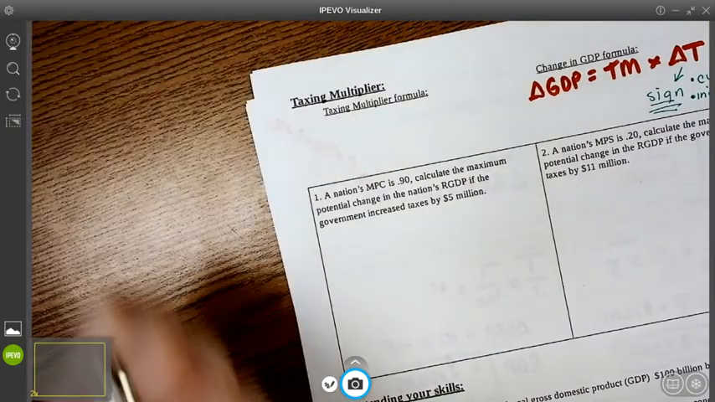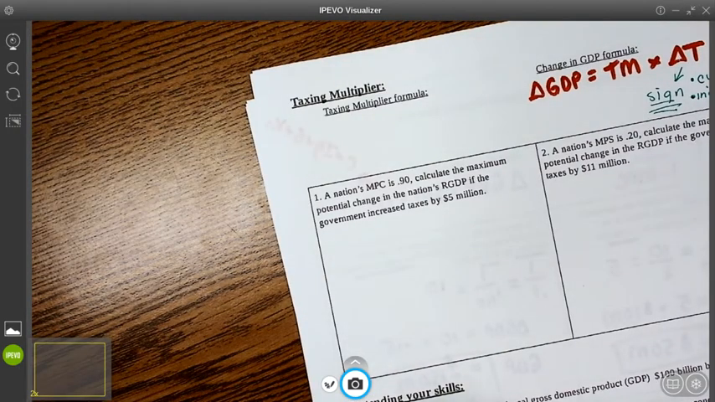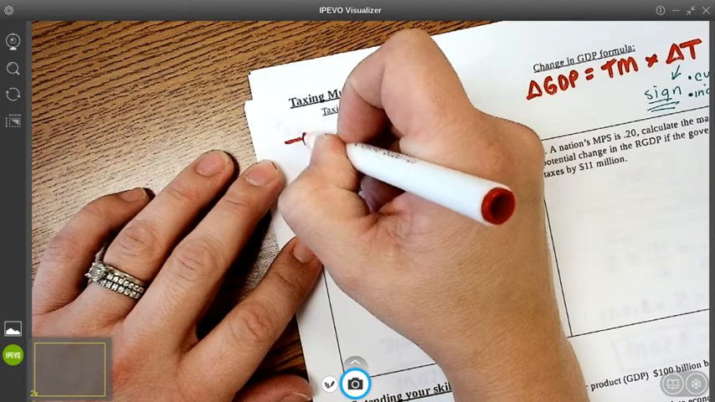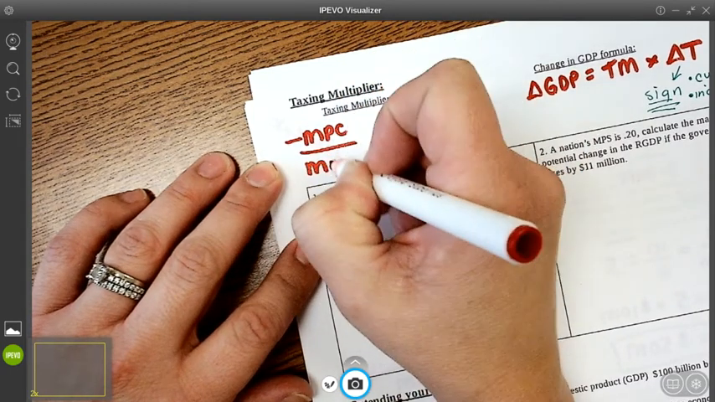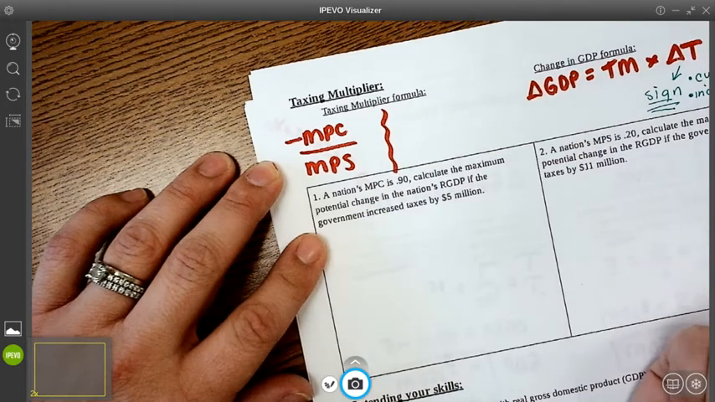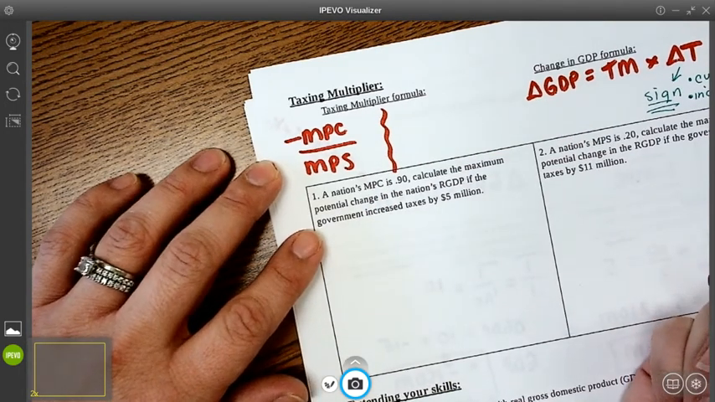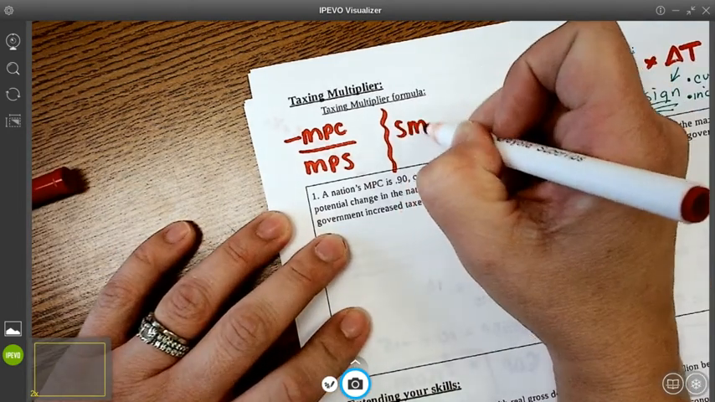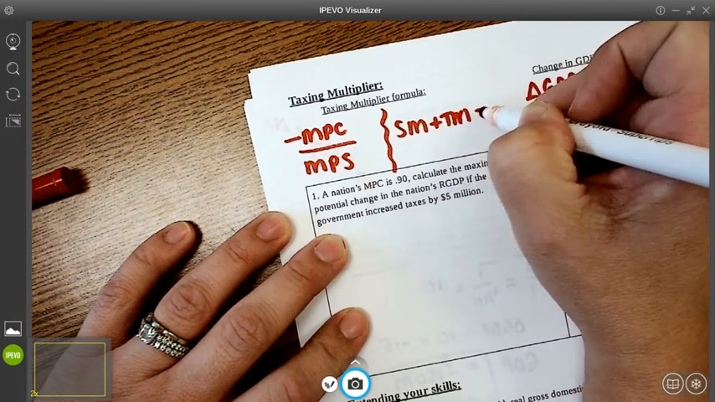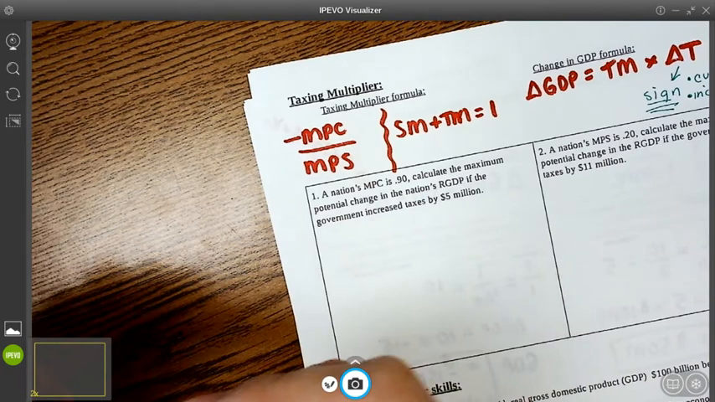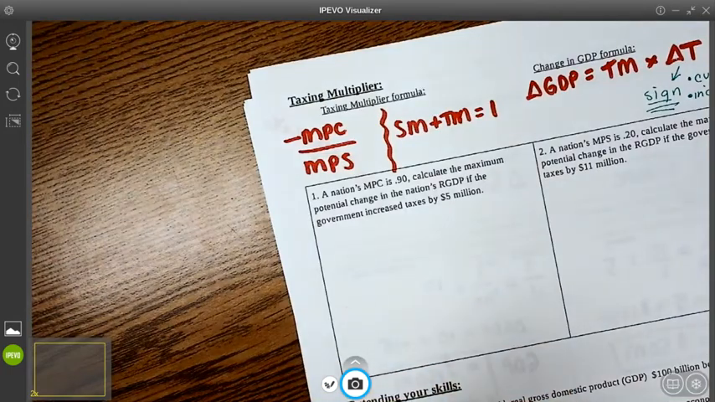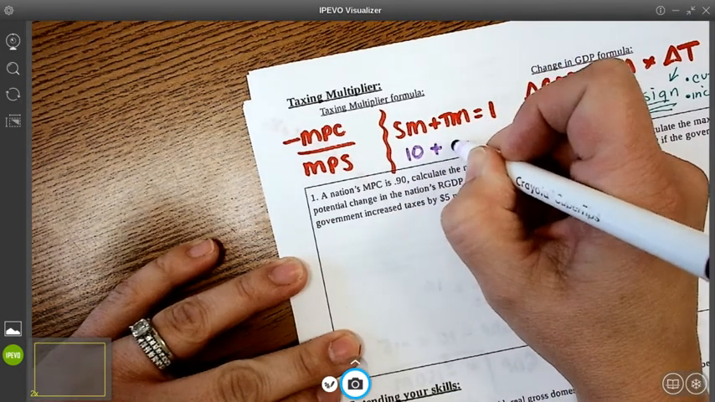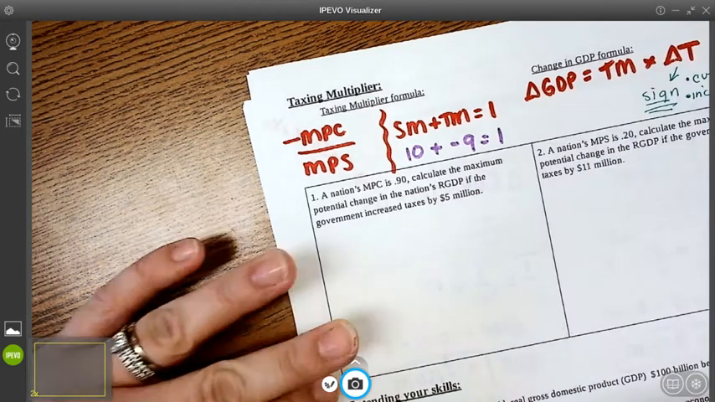So first of all, the MPS is in the denominator of both of these formulas. The tax multiplier is negative MPC divided by the MPS. Or if that's too tough to remember because you get stressed out about what goes in the numerator and what goes in the denominator, just remember that the spending multiplier and the tax multiplier add up to 1. So for example, if your spending multiplier was 10, then your tax multiplier is a negative 9, and that means they add up to 1.